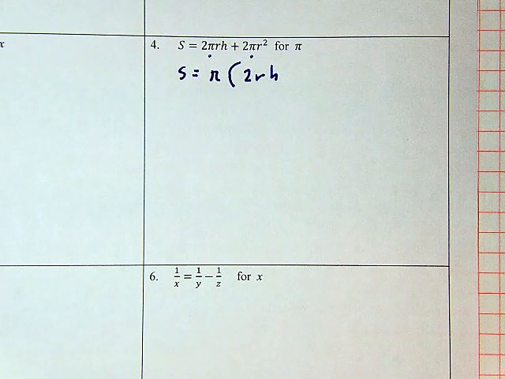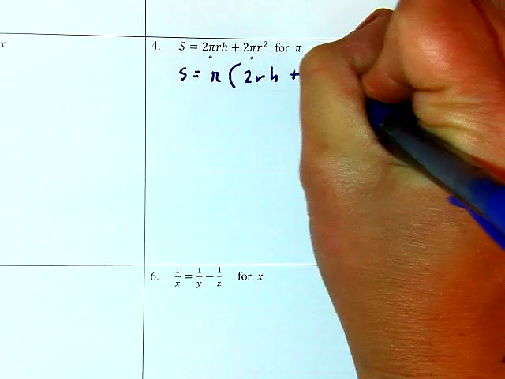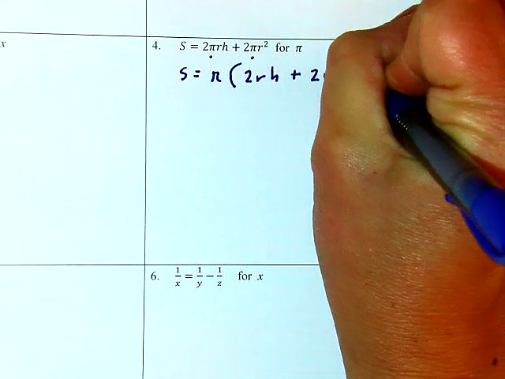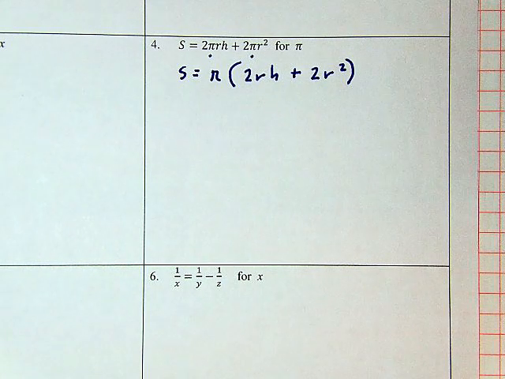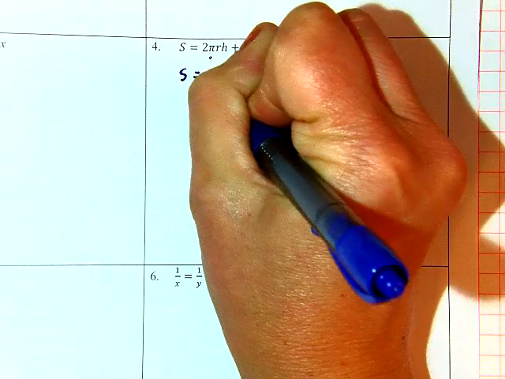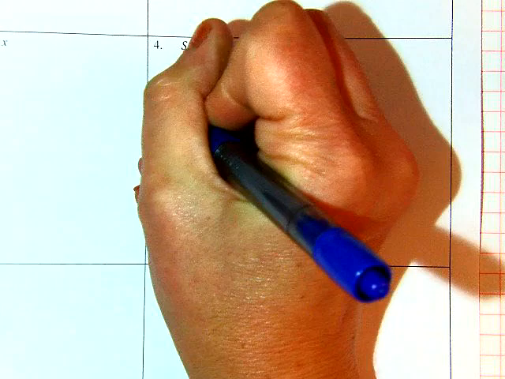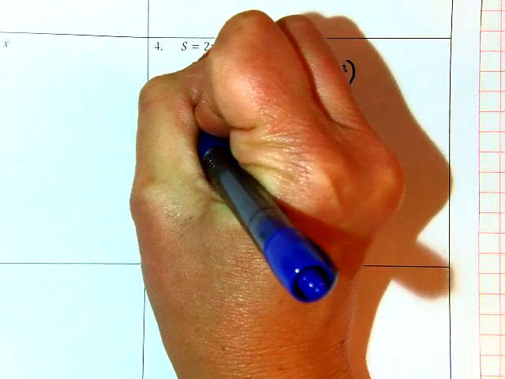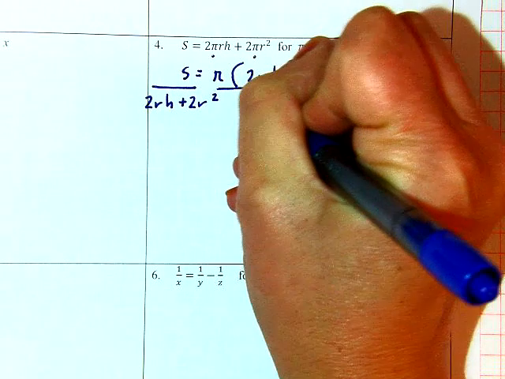2 times the radius times the height plus 2 times the radius squared. So I've divided pi out of both of those terms. And since I'm trying to get pi all by itself, now I can divide both sides by that 2RH plus 2R squared.